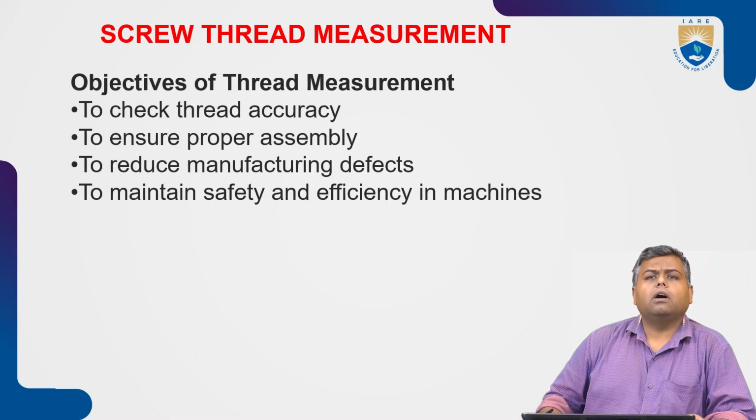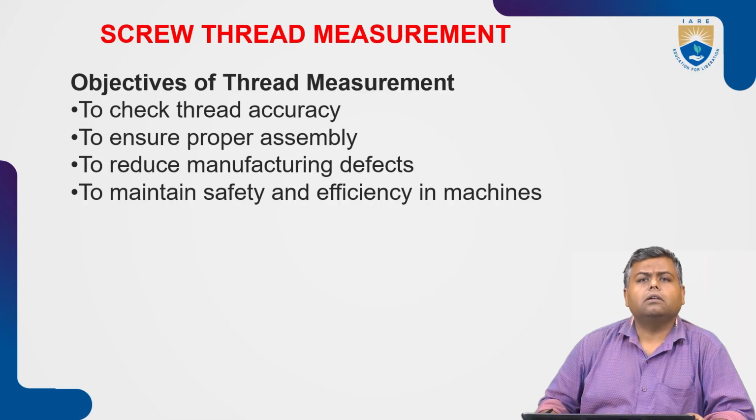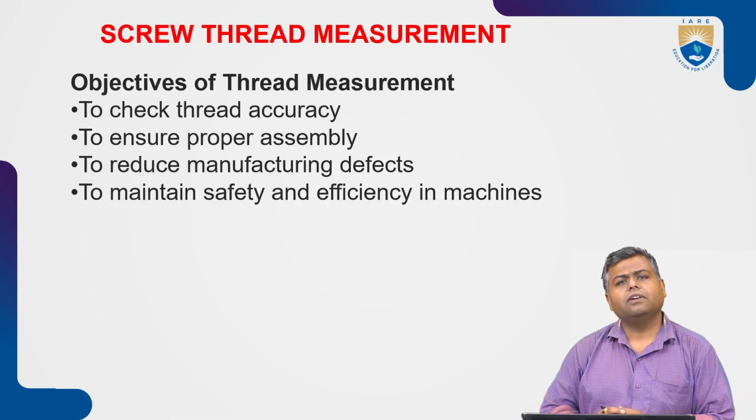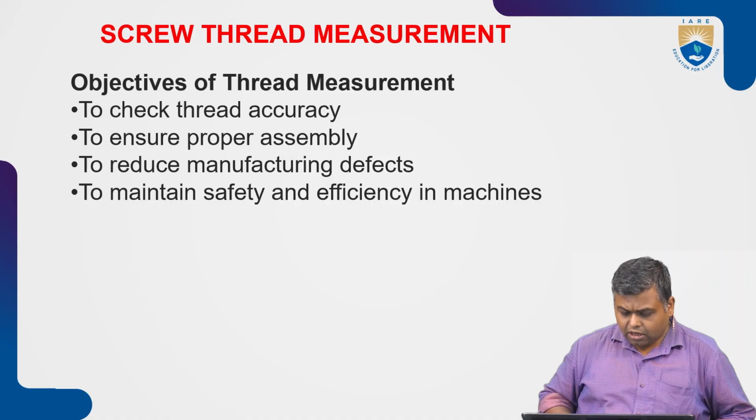Now, the objectives of thread measurement are to check the thread accuracy, to ensure proper assembly, to reduce manufacturing defects, and to maintain safety and efficiency in the machines. What may be the major cause for thread inaccuracy? Improper machining. We must consider the machine used for machining the threads, and proper assembly should be ensured so that the thread will not come out when the machine is running. Next are reduced manufacturing defects and safety and efficiency in the machines.